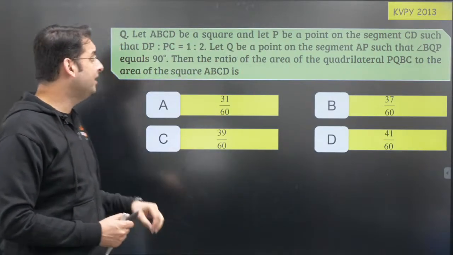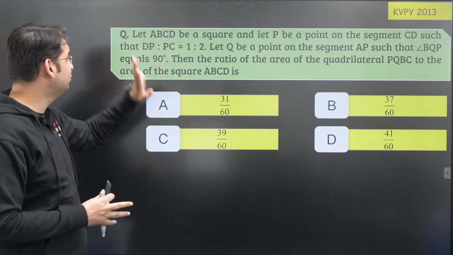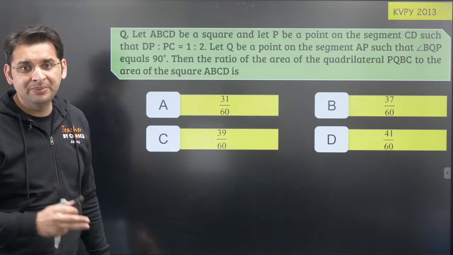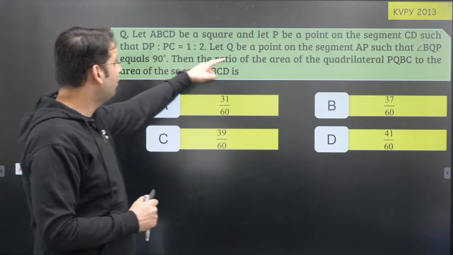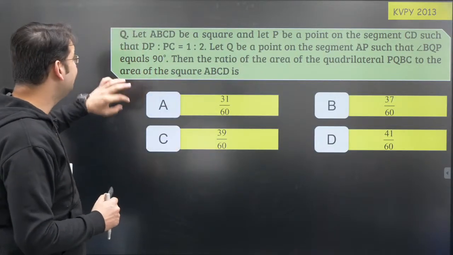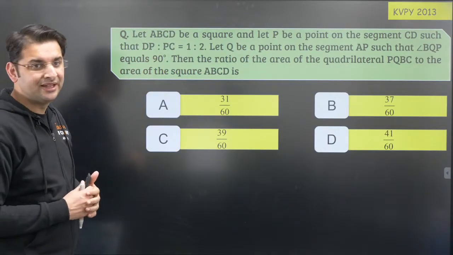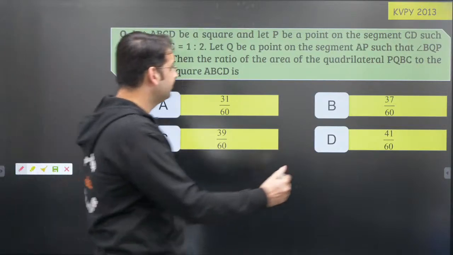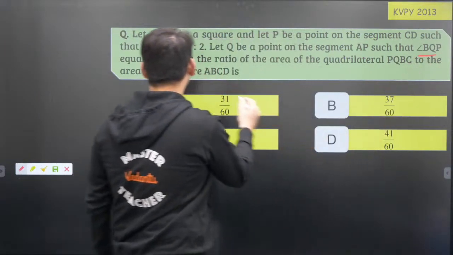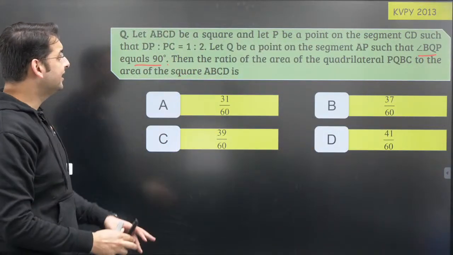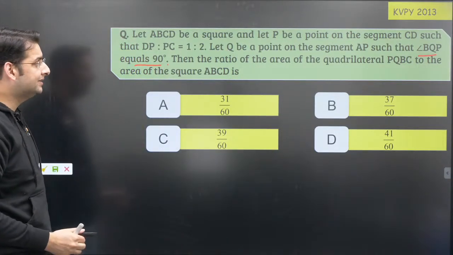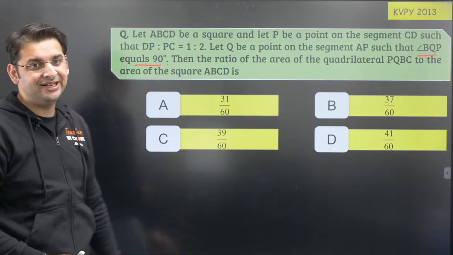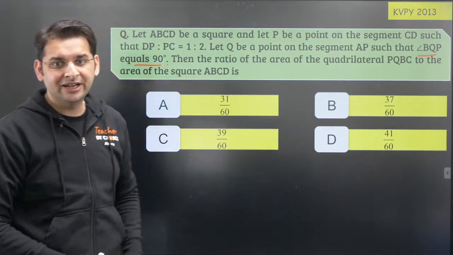Let P be a point on segment CD such that DP is to PC is 1:2. Right? Q be a point on a segment AP such that angle BQP is 90 degrees. BQP का वैल्यू 90 degrees है बच्चों. Then the ratio of area of quadrilateral PQBC to the area of square ABCD is.